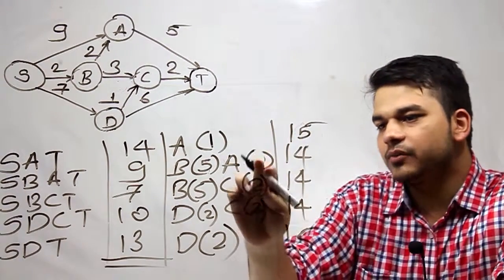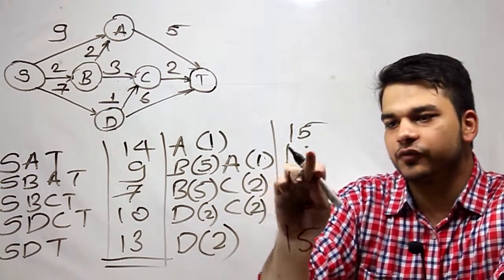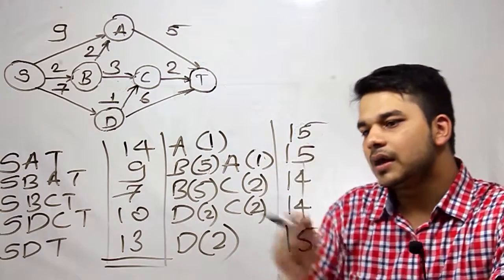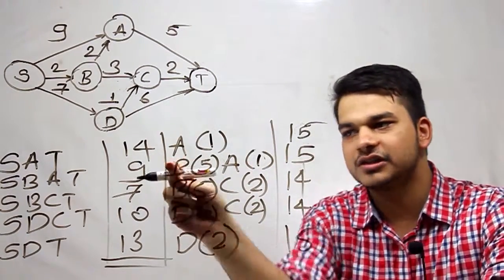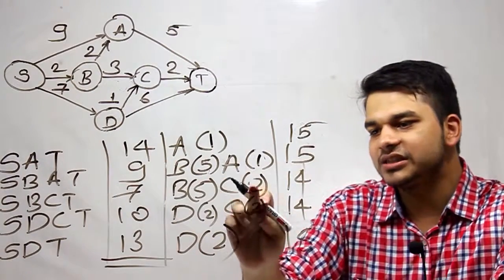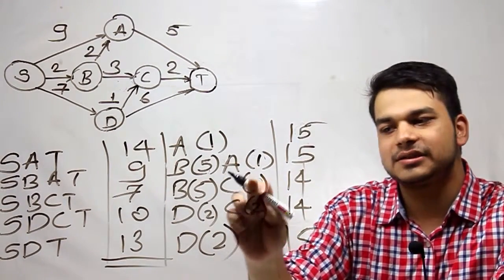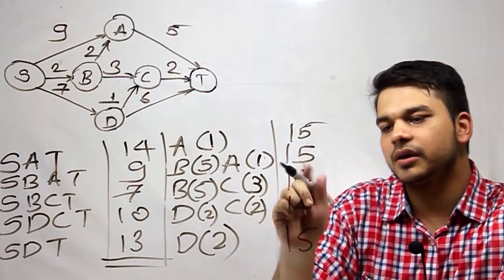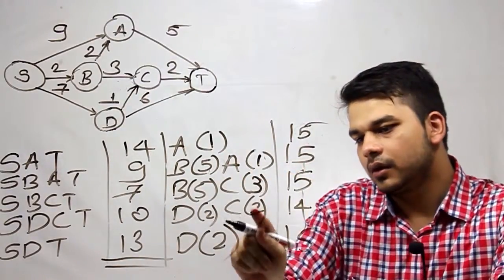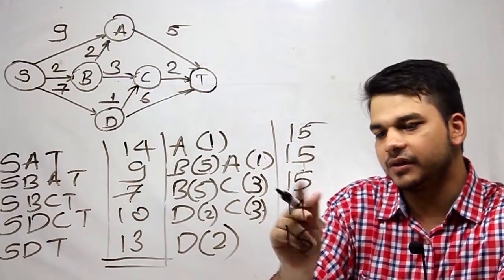Now this will again become 1 and this will change to 15. In this case, the cost of B cannot be changed, obviously, because we have fixed the cost here. So I'll change the cost of C, or the toll at C, sorry, from 2 to 3, and this will become 15. When I change this, this becomes 15.